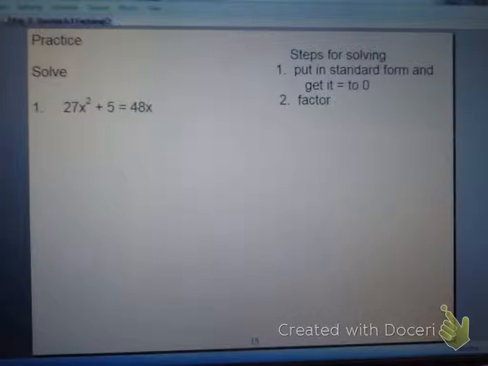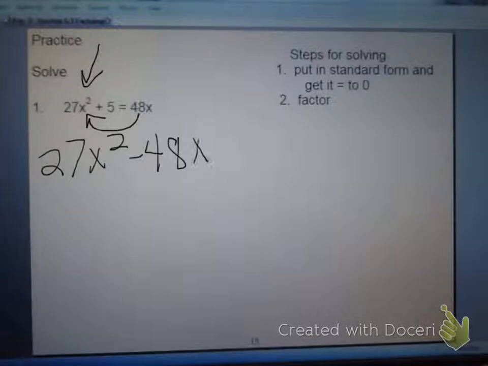Number 1, we're going to practice. It says to solve. Well, you know that you're going to have two answers because your highest exponent is a 2. So that tells you how many answers you're going to have for x. You must put in standard form and put the equation equal to 0 before you can solve. So I have to move the 48x on this side. So to move it, I am going to subtract the 48x. Put it equal to 0.